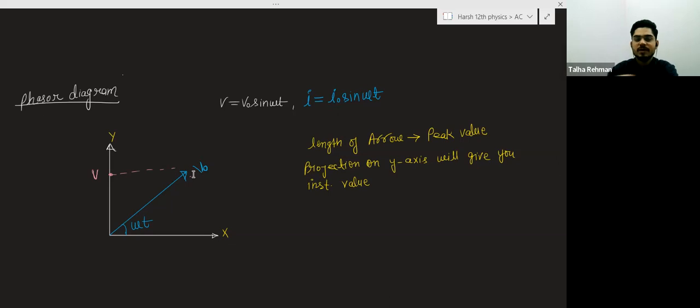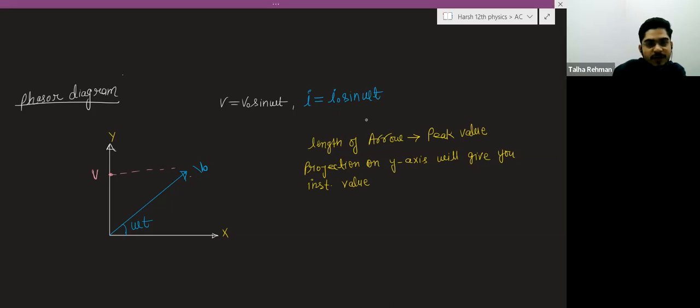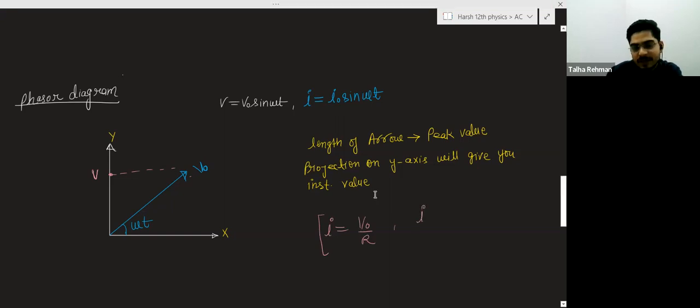Now see, the phase of the current is also omega t. If you want to write the equation of the current, the peak current is V naught divided by R, because current is voltage divided by R. So the current is less than the voltage in terms of magnitude.